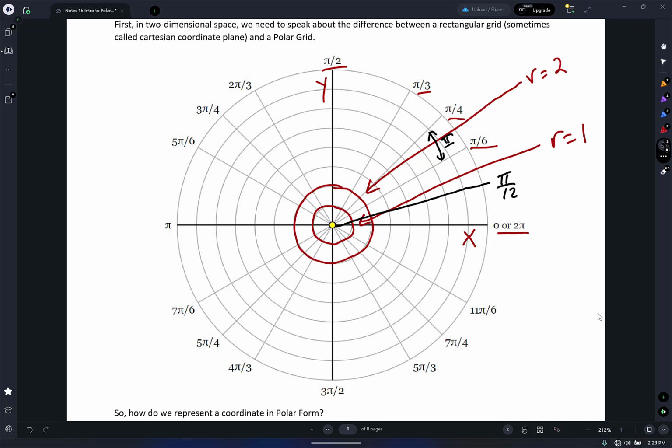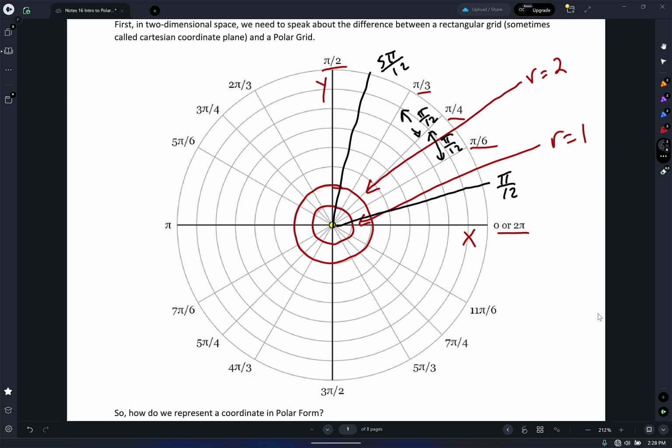This gap is pi over 12 apart. See, 2 pi over 12 plus pi over 12 is 3 pi over 12, which is the same thing as pi over 4. And then 3 pi over 12 plus pi over 12 is 4 pi over 12, which is the same thing as pi over 3. This gap between those two is pi over 12. And then sometimes they put this one here, and that one is 1, 2, 3, 4, 5: 5 pi over 12. And then pi over 2. Sometimes they do that.